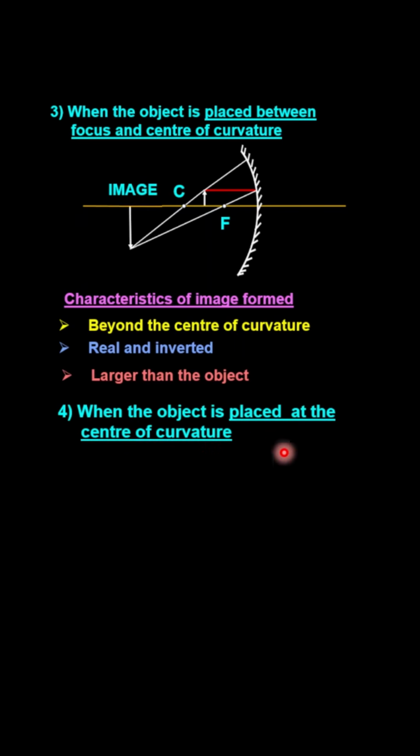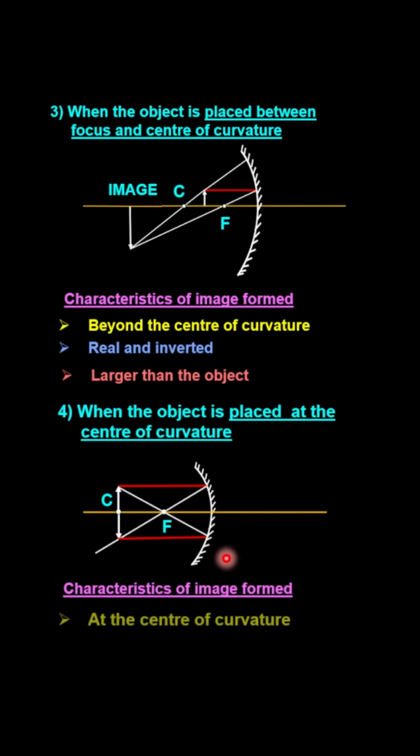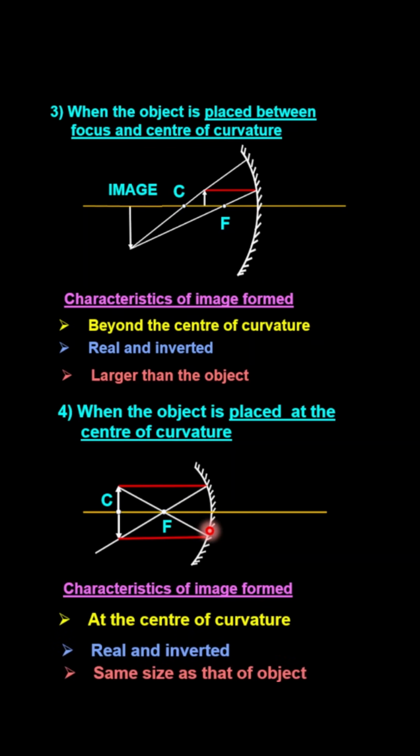Next case is when the object is placed at the center of curvature. तो ये यहाँ पर focus है, this is center of curvature and characteristics of the image formed, that is at the center of curvature. जहाँ पर object है वहीं पर image form होगी, real and inverted, same size as that of the object.